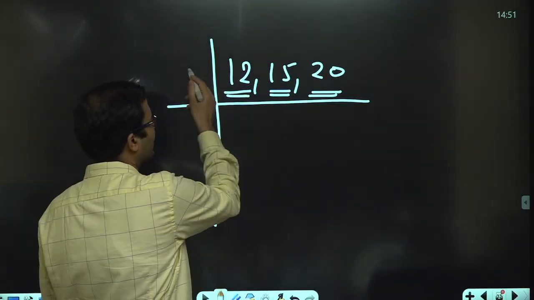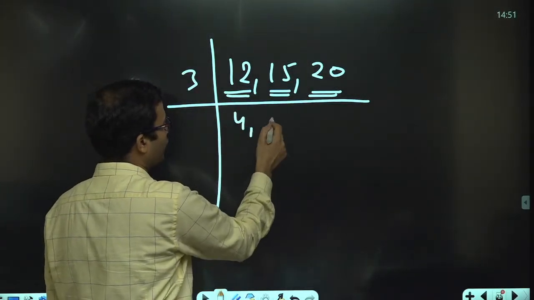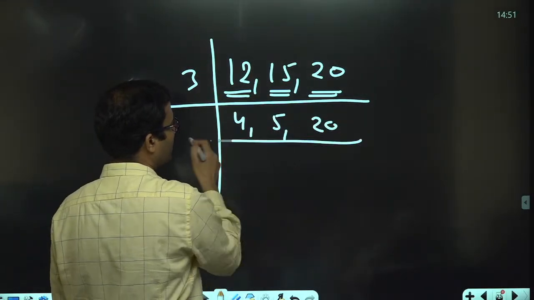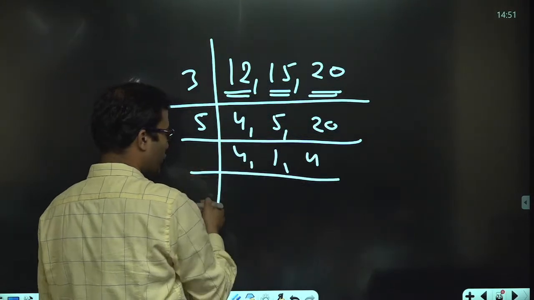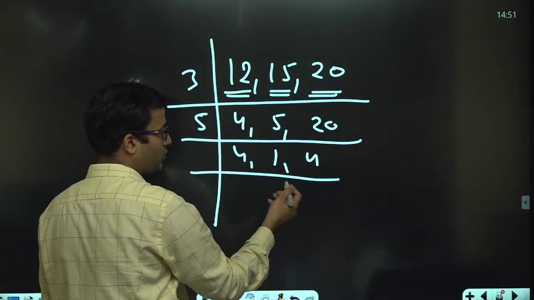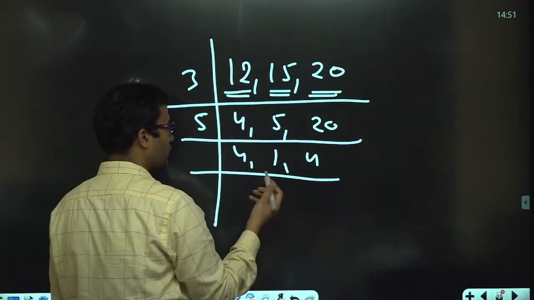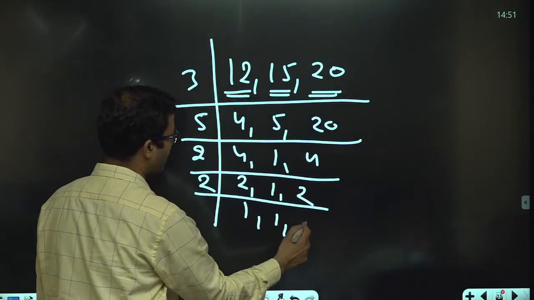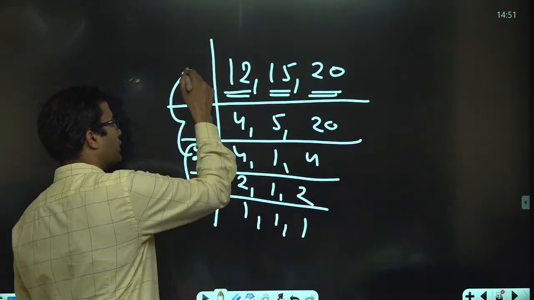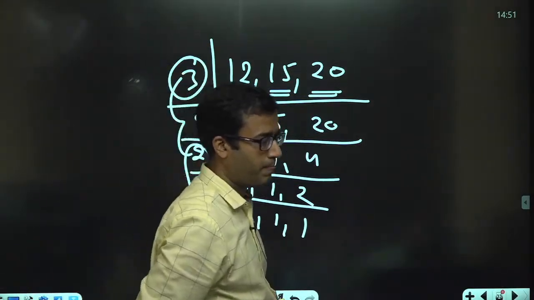So first you can take 3 common. So it becomes 4, 5, 20. Take 5 common. 4, 1, 4. You take 2, 2, or you can directly take 4. Okay, chalo, no problem. You take 2, 2, 1, 2. Take 2, 1, 1, 1. So it is 4 into 5, 20. 20 into 3, 60. LCM.